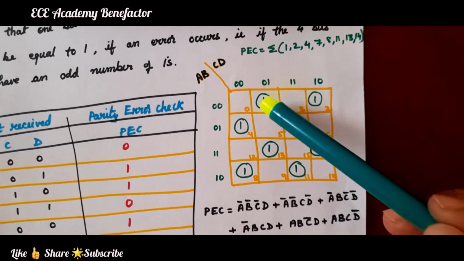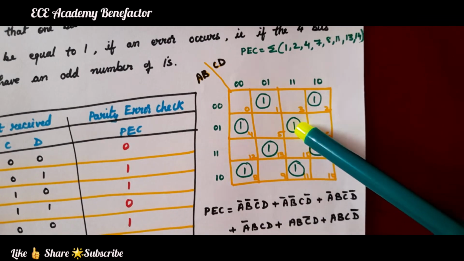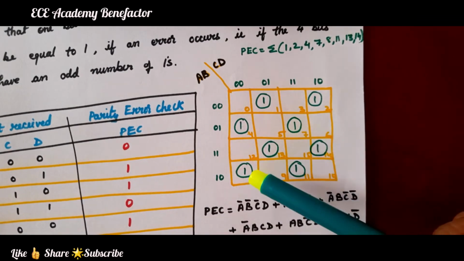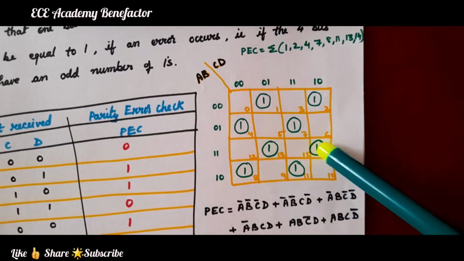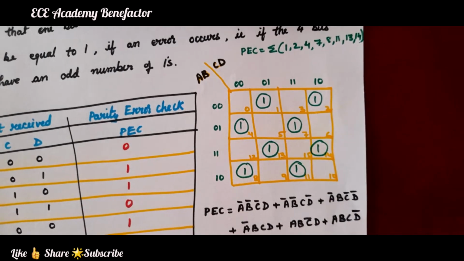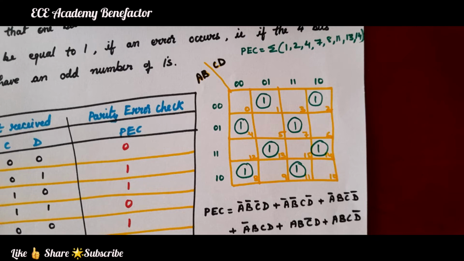So we are having 1, 2, 4, 7, 8, 11, 13 and 14. So I have written this. Okay. So after this one, we can easily write the terms.